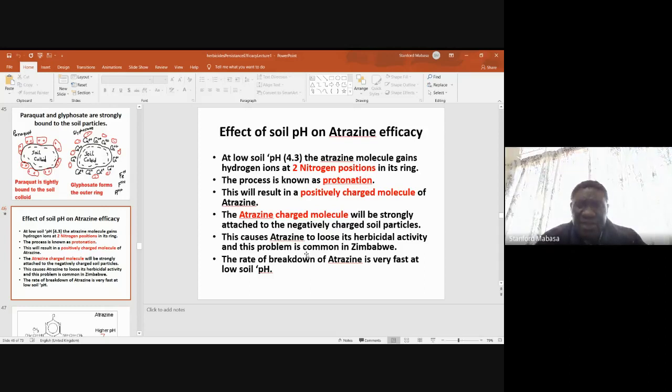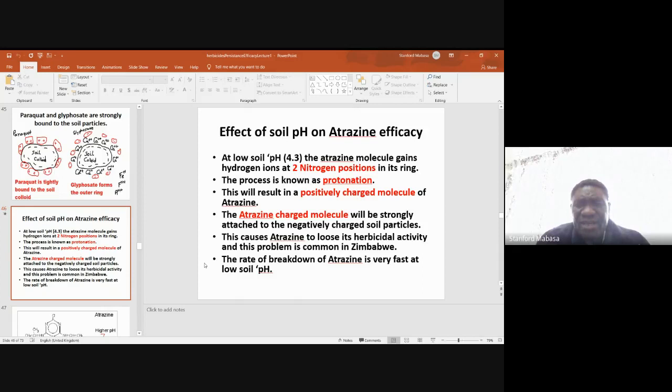hydrogen ions will move to the 2 nitrogen positions in the atrazine ring. Remember, atrazine has a benzene ring. This process, we call it protonation. And this protonation occurs under very low pH, for example, 4.3.